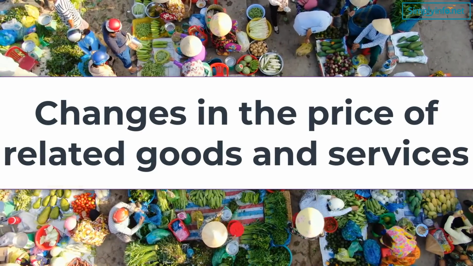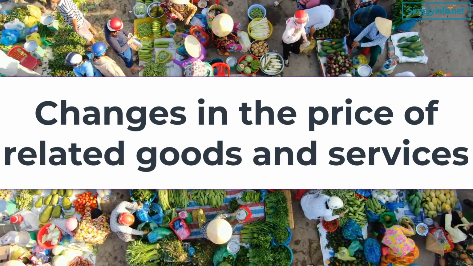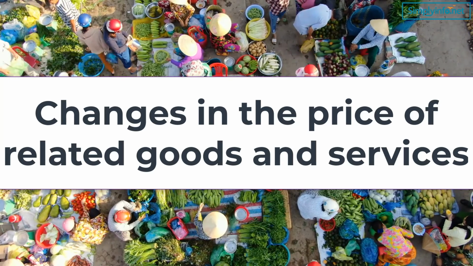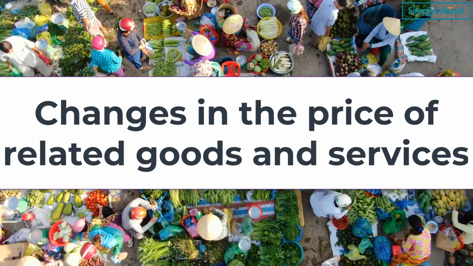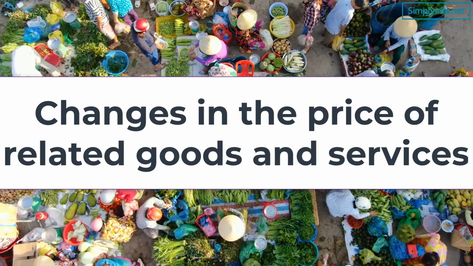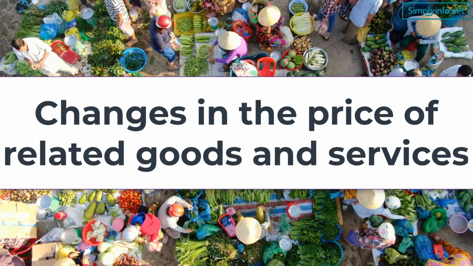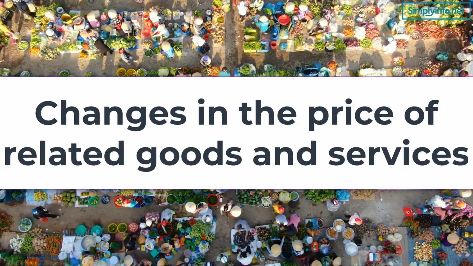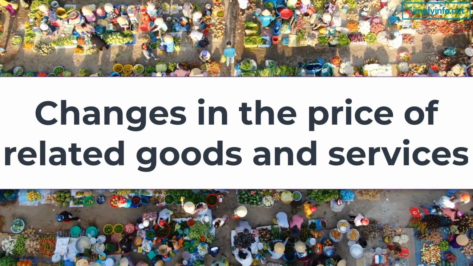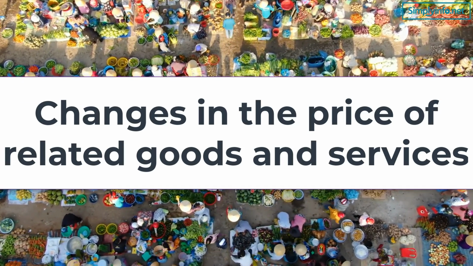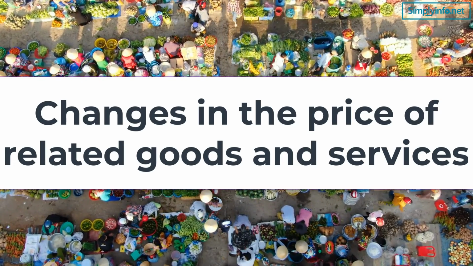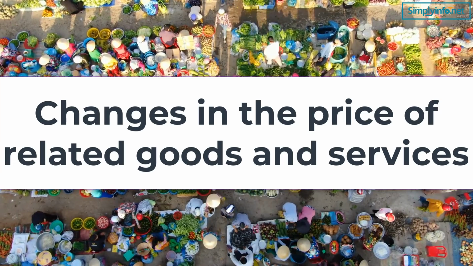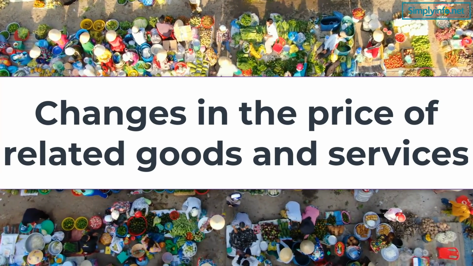Changes in the price of related goods and services. When the price of the complementary goods decreases, the demand curve will shift outward, and alternatively, if the price of complementary goods increases, the curve will shift inwards. The opposite happens for the substitute goods, which means the demand curve will shift inward if the price of the substitute good decreases, and it will move outward if the price of the substitute good increases.